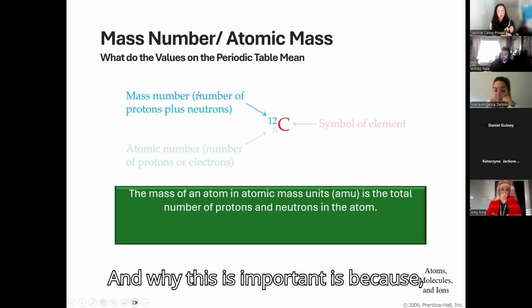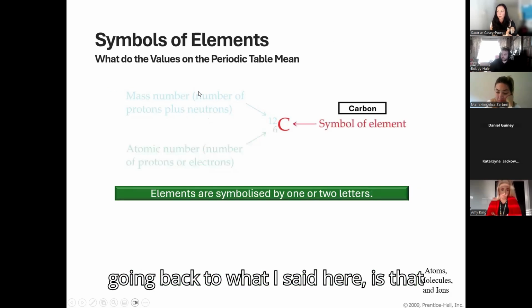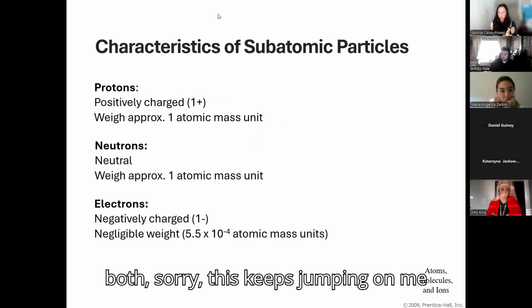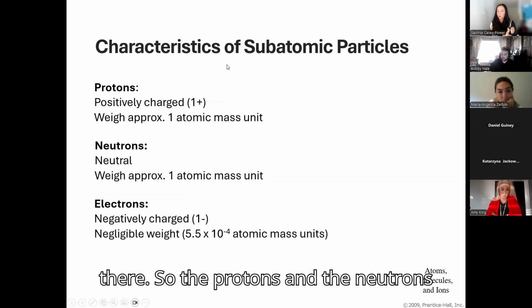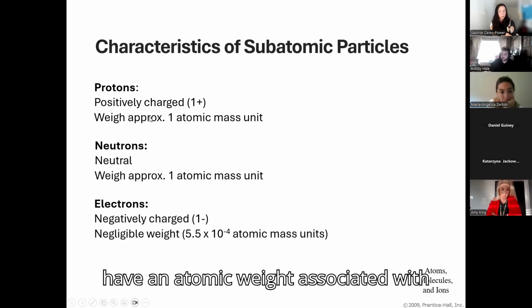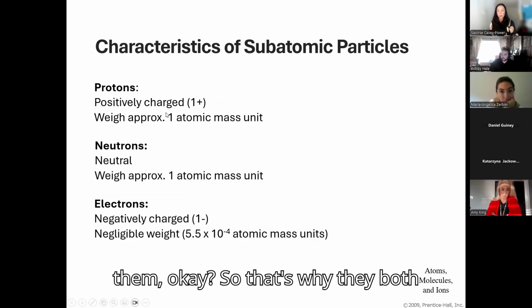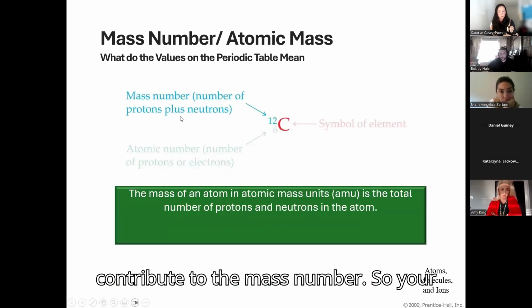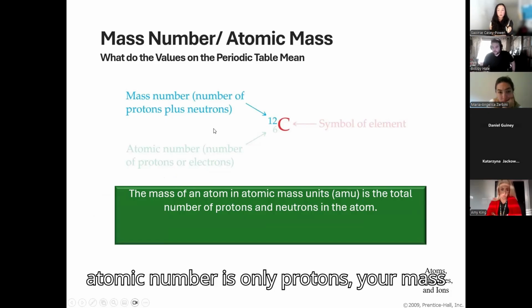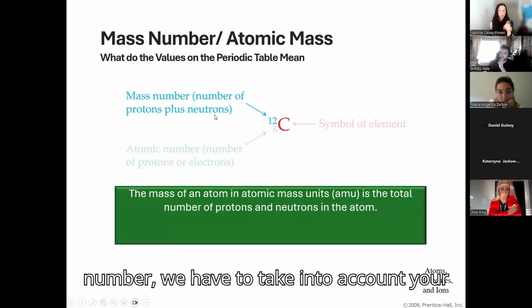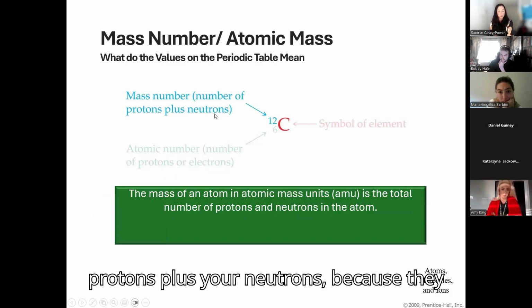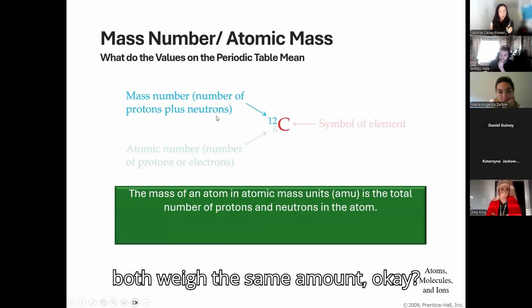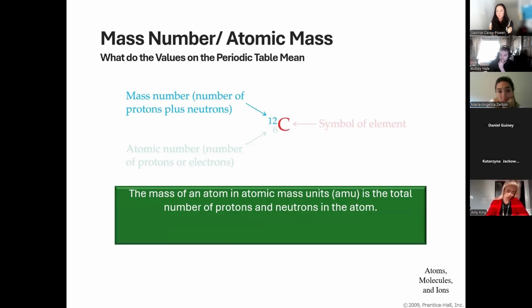And why this is important is because, going back to what I said here, the protons and the neutrons have an atomic weight associated with them. So that's why they both contribute to the mass number. So your atomic number is only protons, your mass number, we have to take into account your protons plus your neutrons, because they both weigh the same amount.